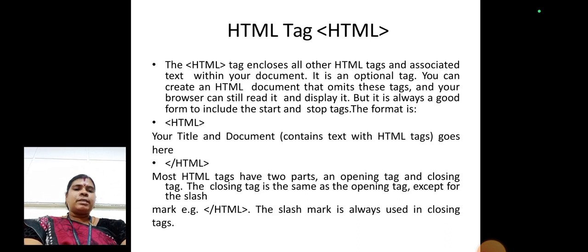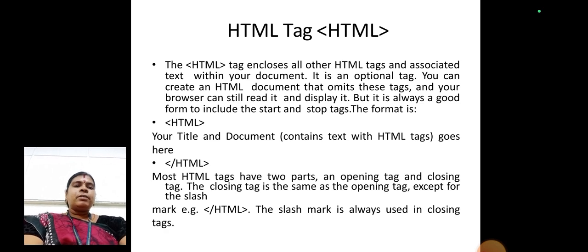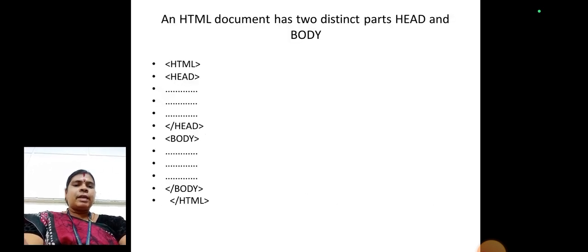The format is: opening HTML tag, then your title and document text with HTML tags go here, then the closing HTML tag. Most HTML tags have two parts, an opening tag and a closing tag. The closing tag is the same as the opening tag except for the slash. Example, slash HTML. The slash is always used in closing tags.